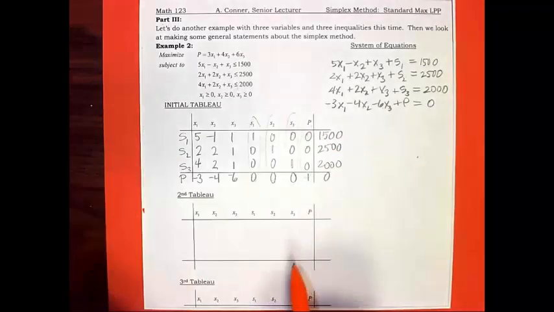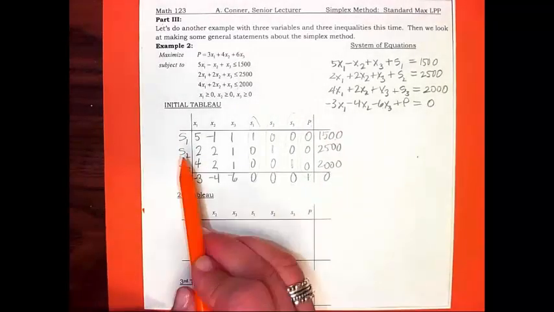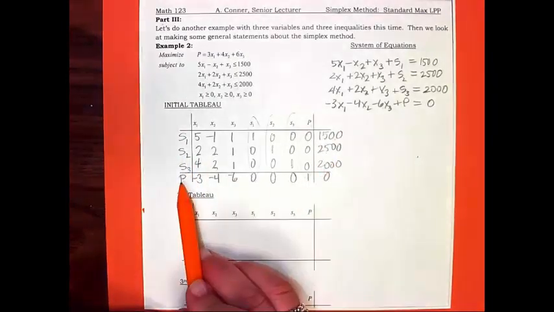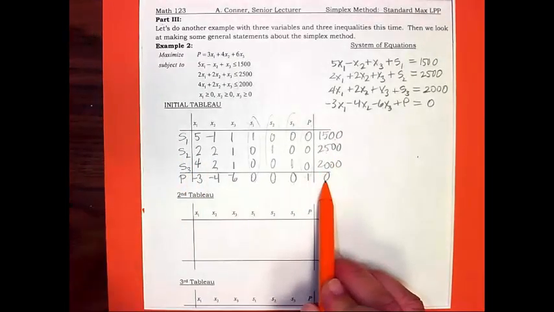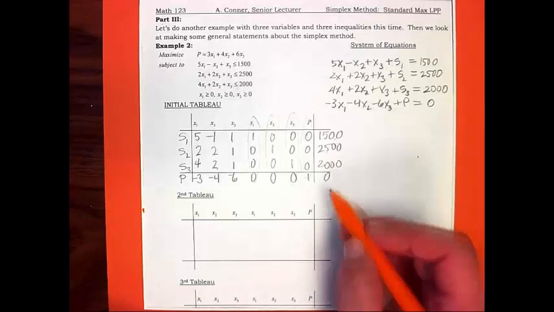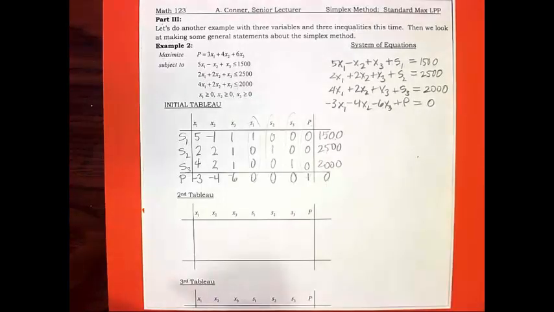So right now our solution is that S1 is 1500, S2 is 2500, S3 is 2000, and P is equal to 0. So it's starting us out at that 0, 0, 0 because this is assuming that x1, x2, and x3 are 0 since they're not active. So that's our basic solution. But we know that profit is not going to be maximized if the profit is 0, so we need to do some pivoting here.